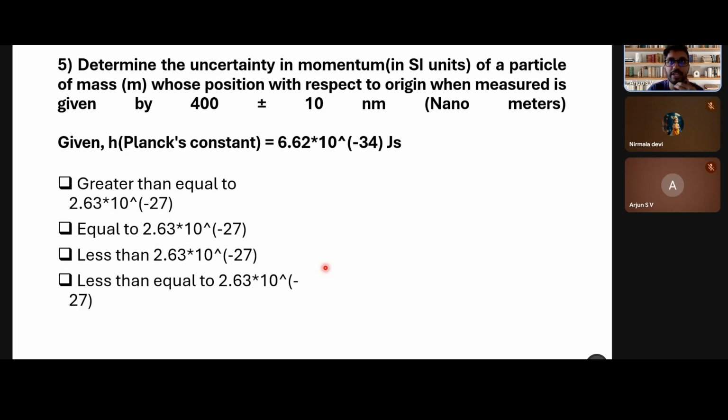So, can anyone try to solve this problem in the class? How to do it, or should we just go on to the answer?